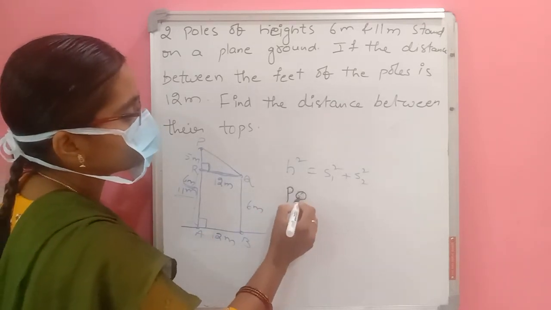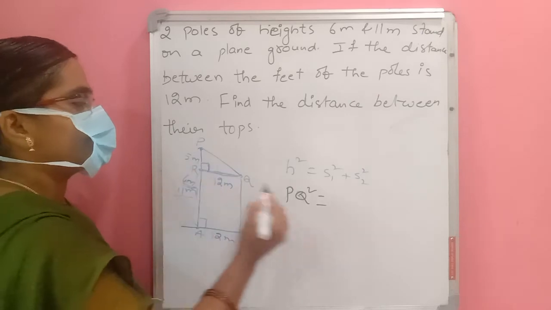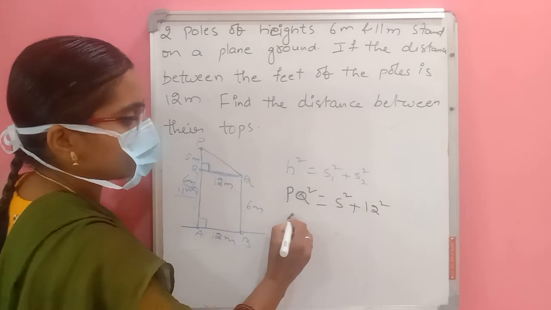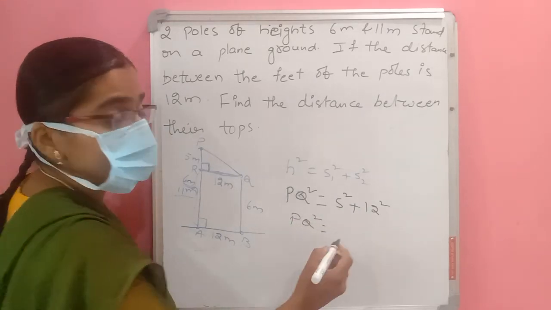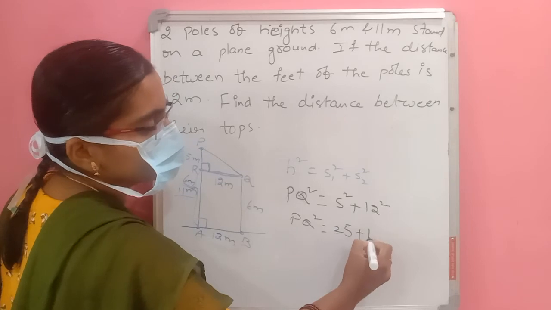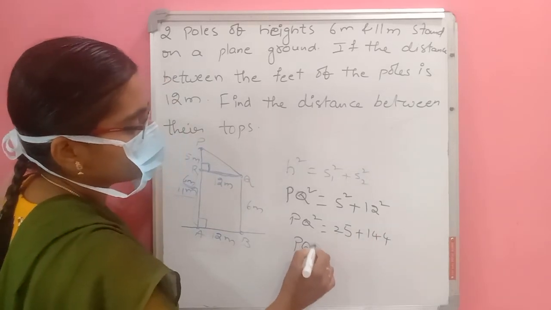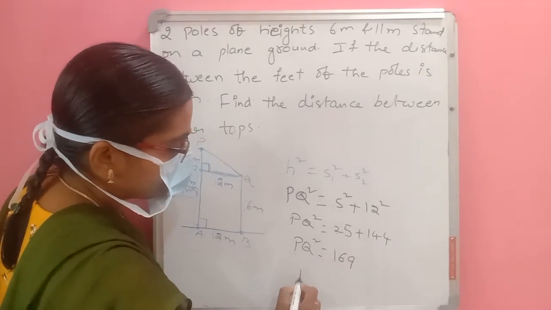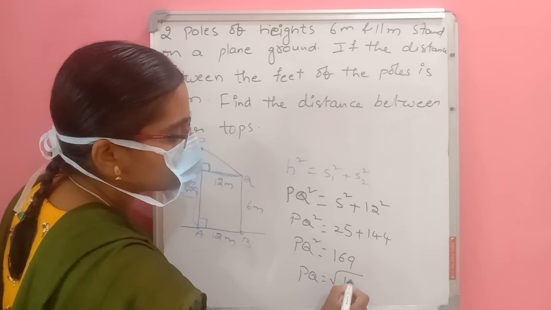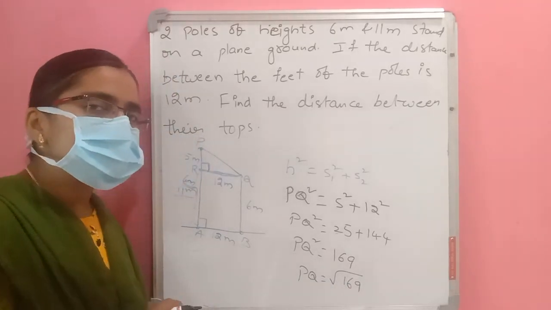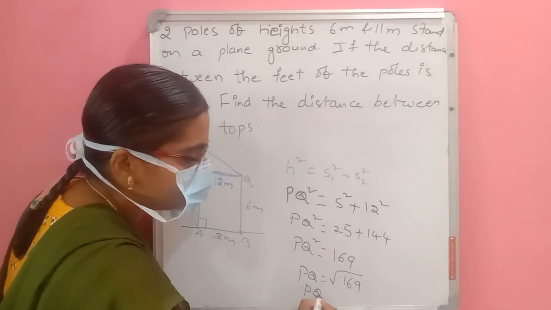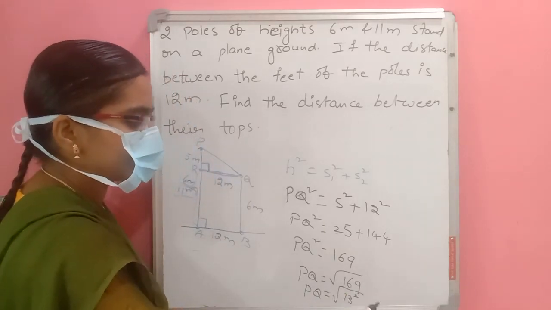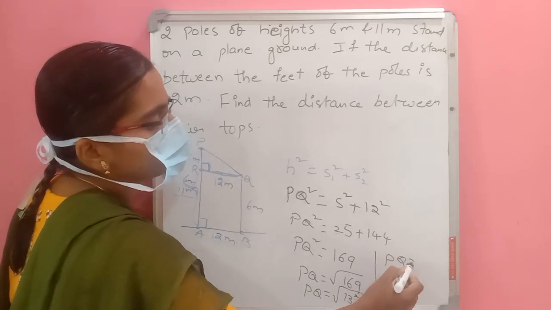PQ square is equal to side 1, 5 meter, so 5 square, plus side 2, 12 meter, so 12 square. PQ square is equal to 5 square is 25 plus 12 square is 144. So PQ square is equal to 25 plus 144, that is 169. Then PQ is equal to square root of 169. 169 we can write as 13 square. PQ is equal to square root of 13 square. So the square root gets cancelled. Then we get PQ is equal to 13.